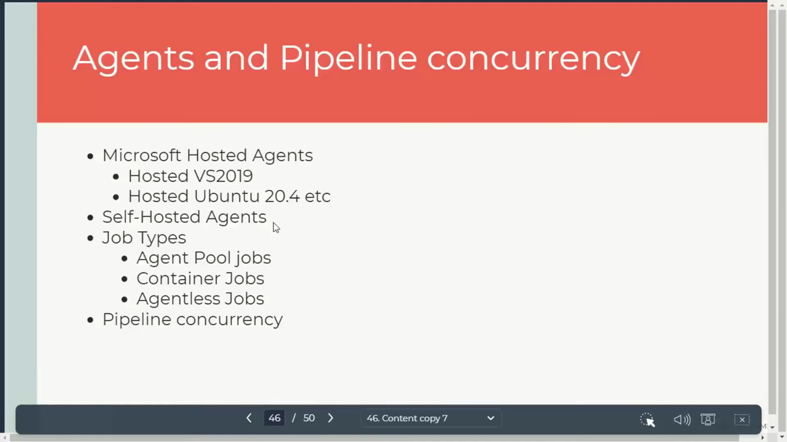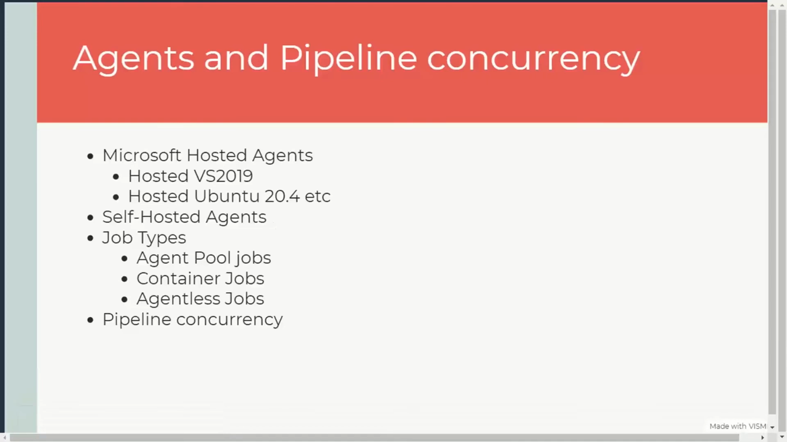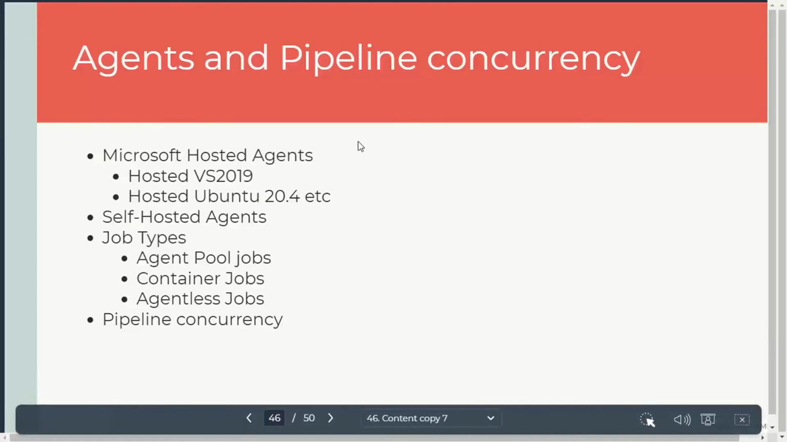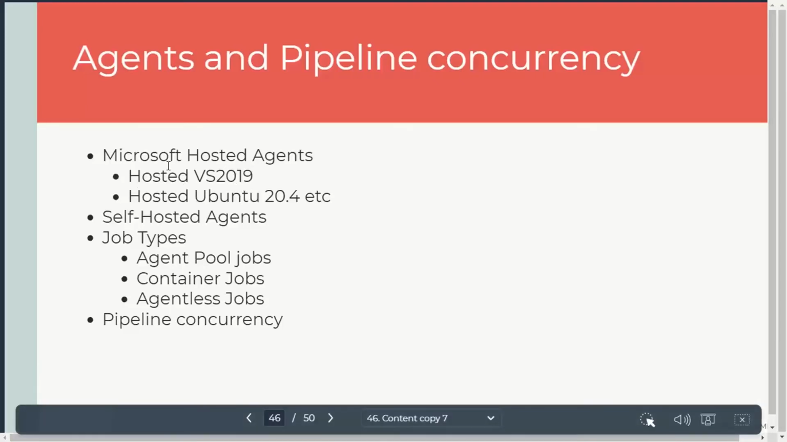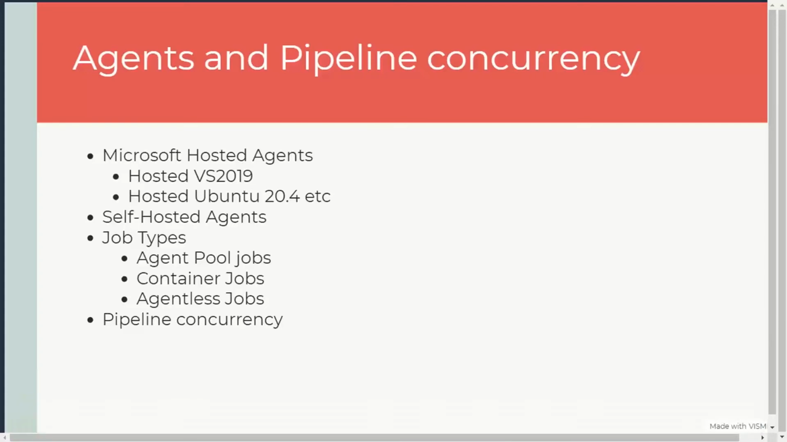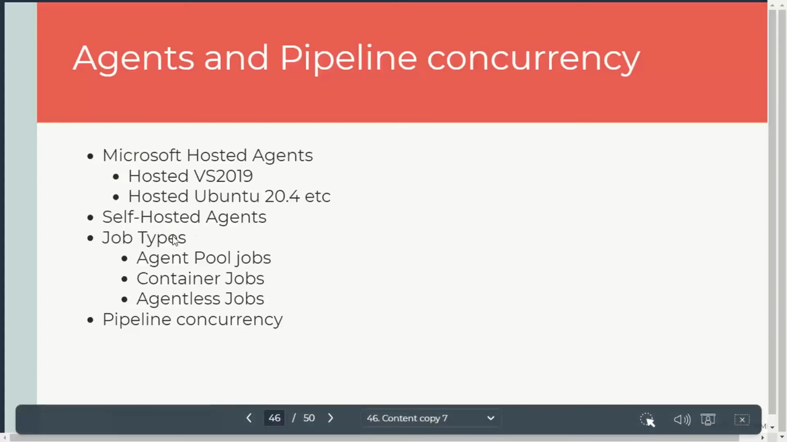So we are making our VM the agent machine, so that whatever build we are doing in Azure DevOps will be queued to our virtual machine. So it won't be assigned to the Microsoft hosted agent machines. Okay, and then the next one is, what are all the job types there are? The agent pool jobs, container jobs, and agentless jobs.